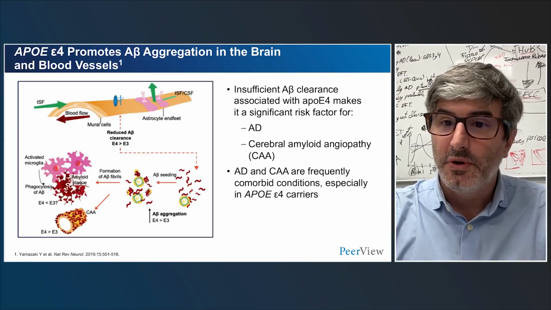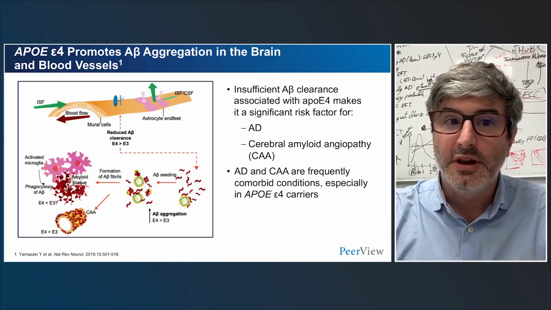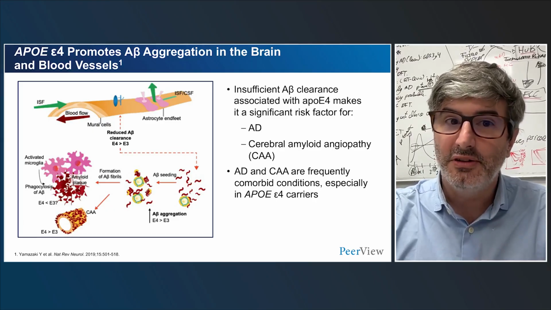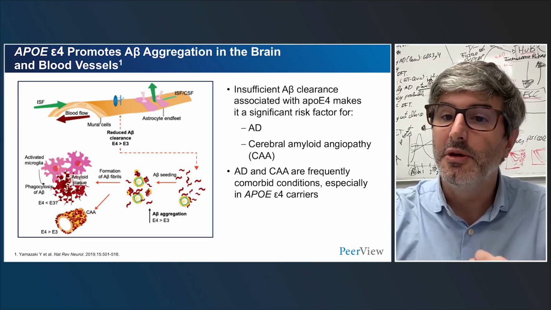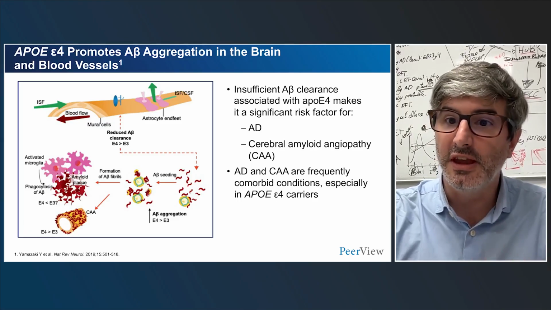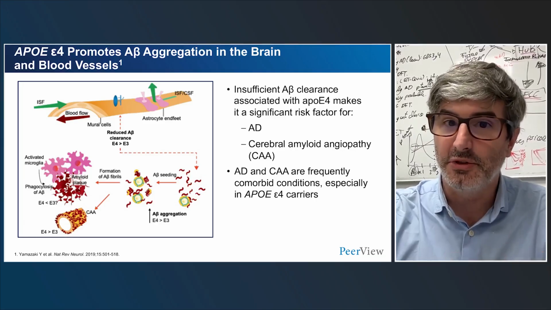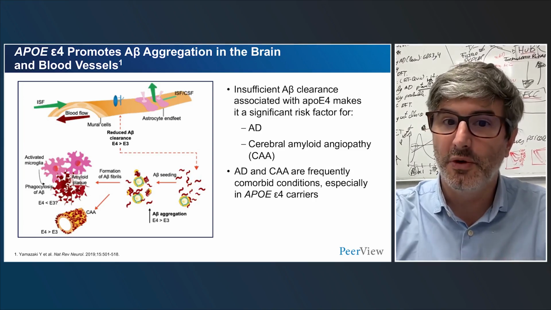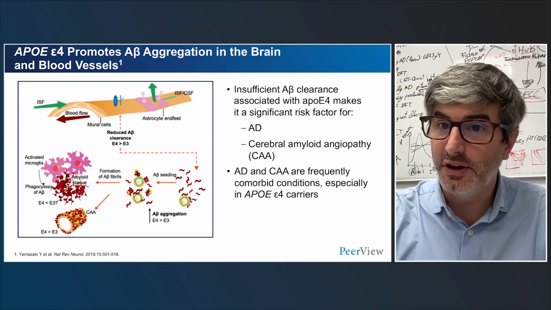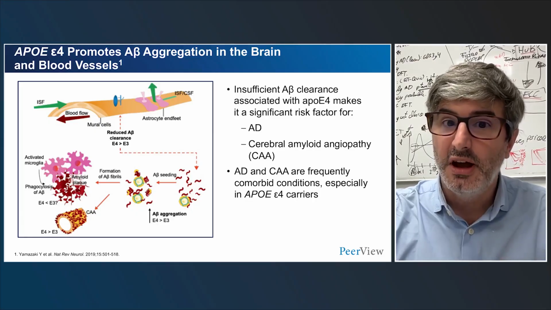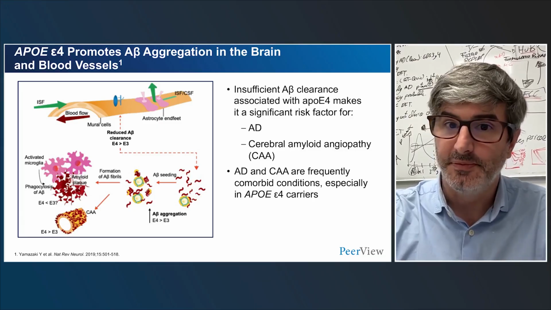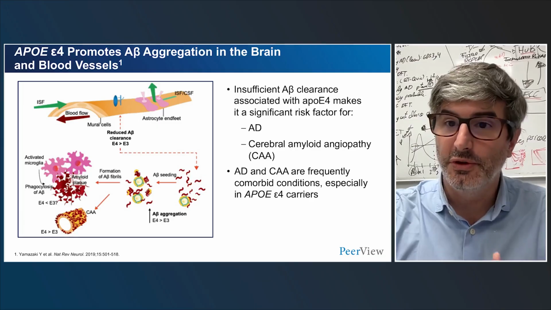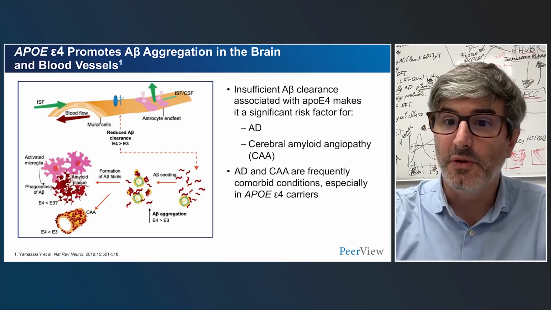As I said, APOE4 is a multifunctional protein, but it promotes A-beta aggregation both in the brain parenchyma and in the blood vessels. It's probably one of the most important drivers of the increased APOE risk for Alzheimer's disease. The insufficient amyloid clearance associated with APOE4 makes it a significant risk factor for both Alzheimer's disease and cerebral amyloid angiopathy. In fact, AD and CAA are frequent comorbid conditions, especially in APOE4 carriers.